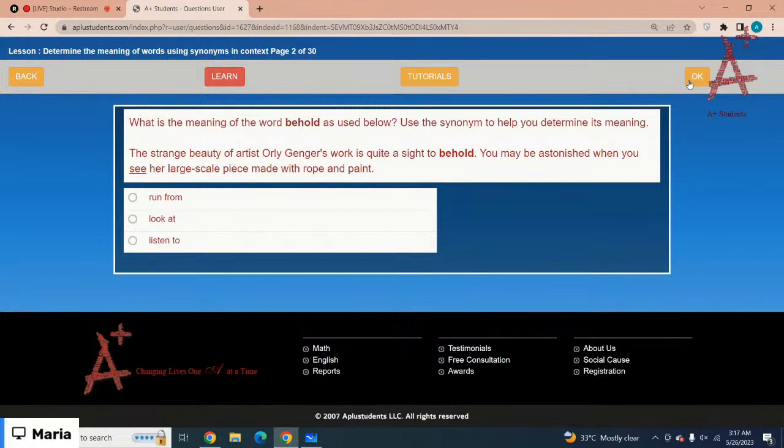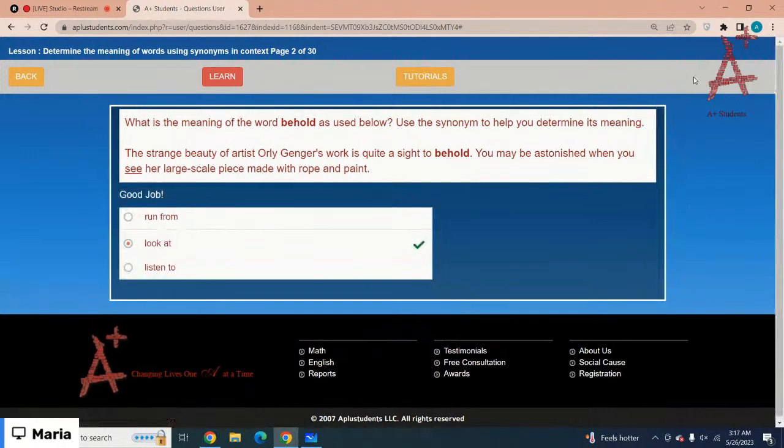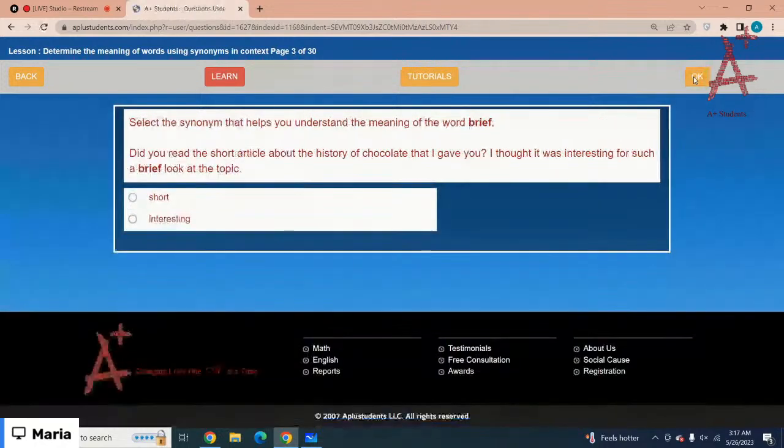That would be look at. Behold means look at. At, not act. Okay, select the synonym that helps understand the meaning of the word brief.